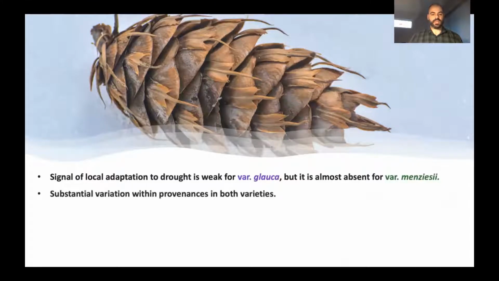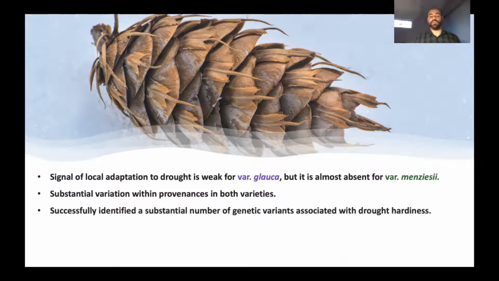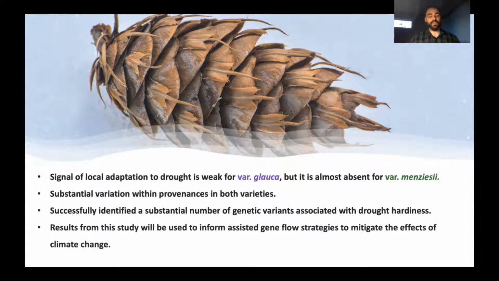So with that, I would like to conclude by saying that the signal of local adaptation to drought is weak for the interior variety, but is almost absent for the coastal variety, again, in seedlings. A substantial amount of the variation within provenances in both varieties was observed, and we were able to utilize this variation within provenances to detect adaptive genetic variants associated with drought hardiness.